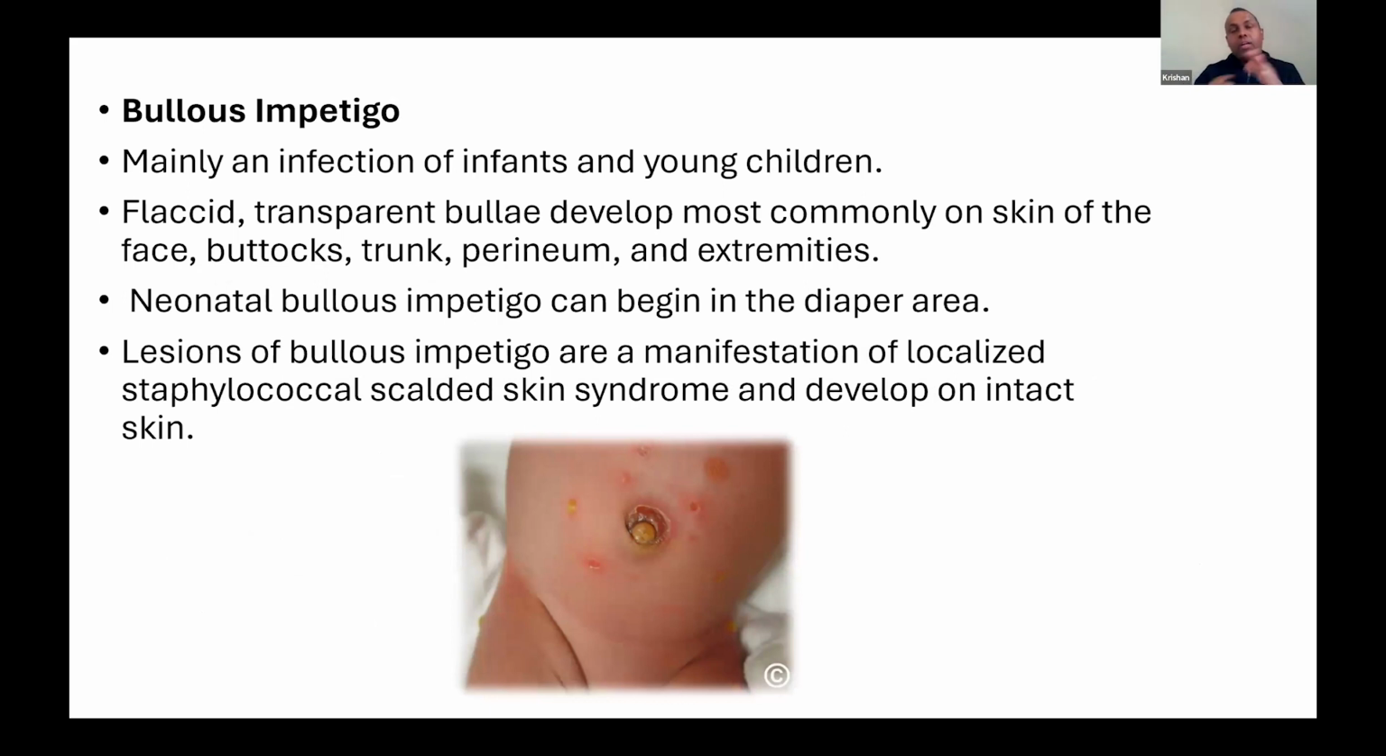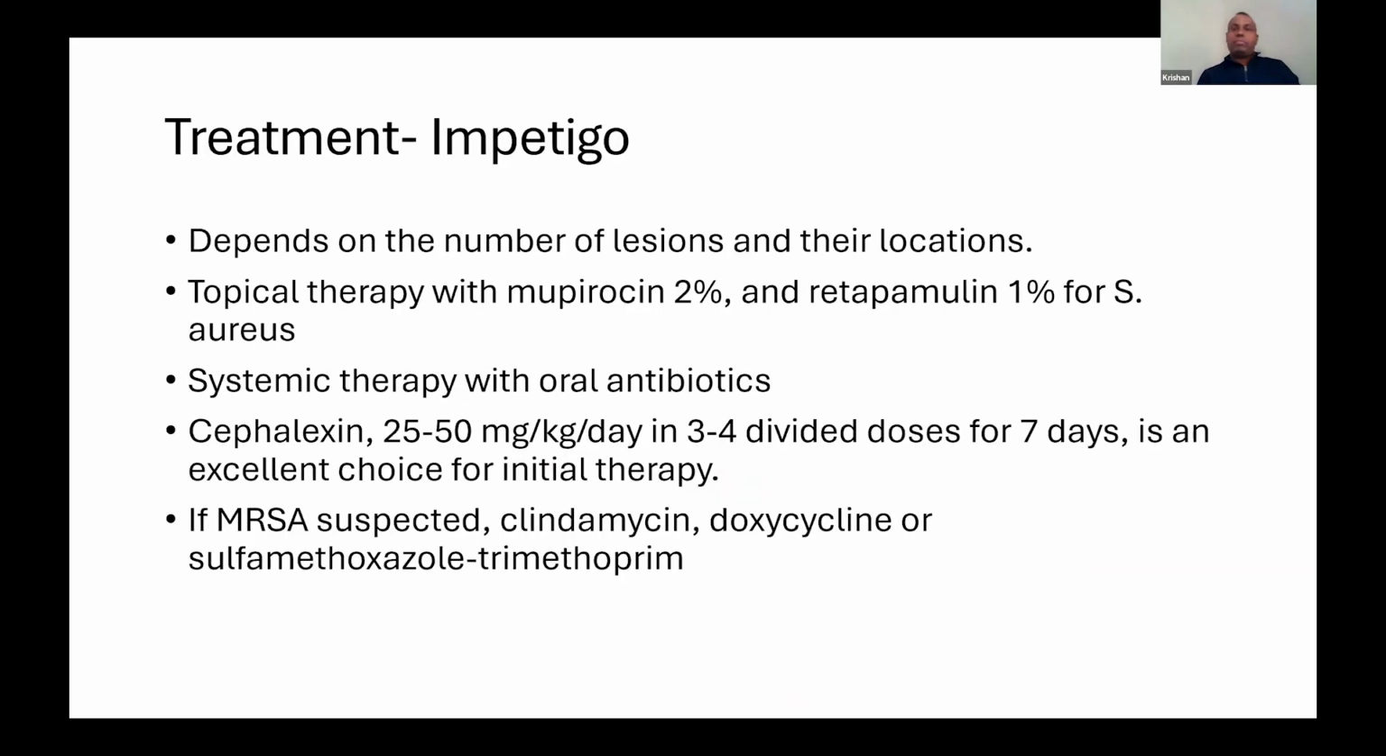And then the other type is bullous impetigo. You see bullae, which are fluid filled. Some of them are very flaccid, but still this is impetigo. Those are common around the face, buttock, trunk, and perineal area. Can it occur in newborn babies? Yes, this is called neonatal bullous impetigo. So neonates also can get this. It is important to know that this could occur in any child.